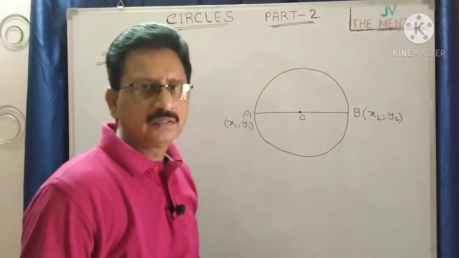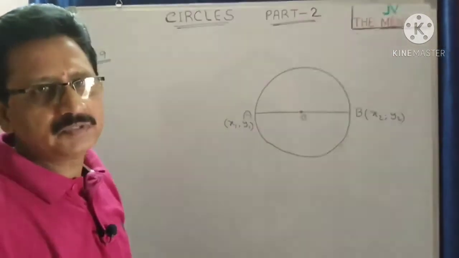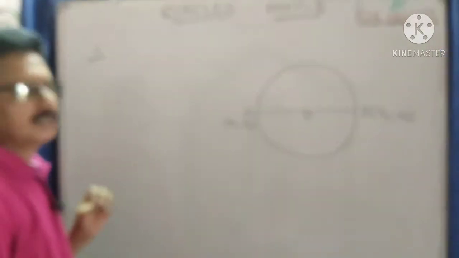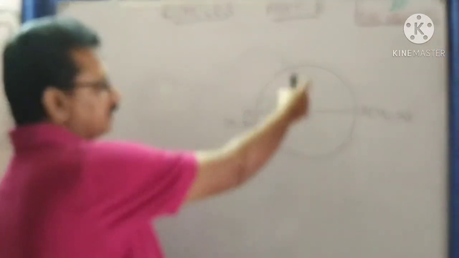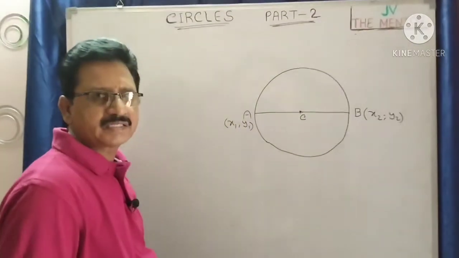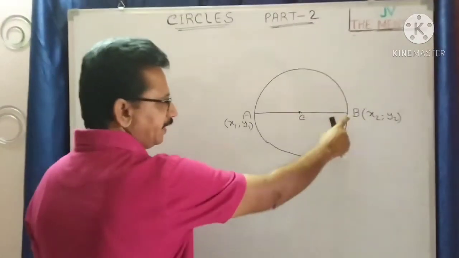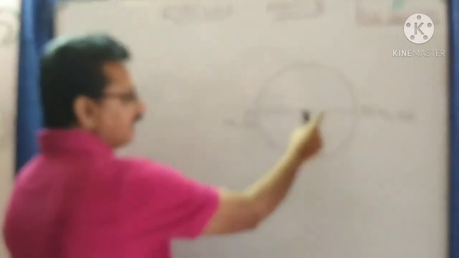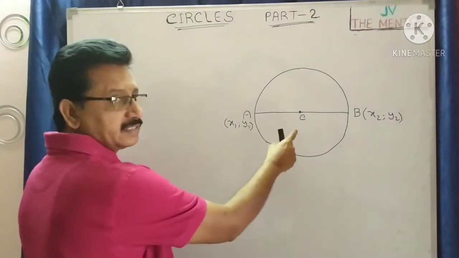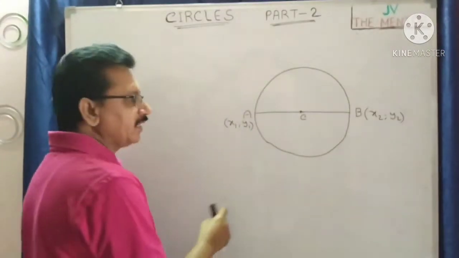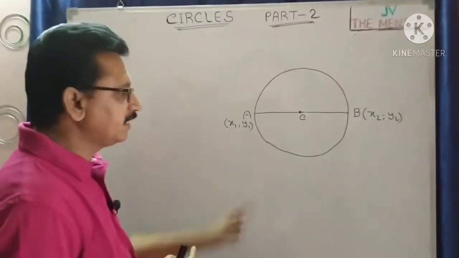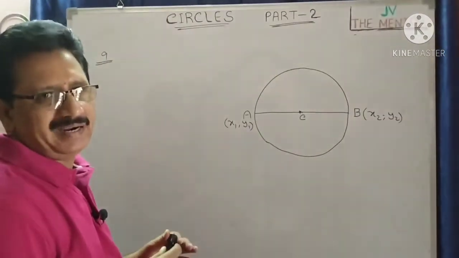Now we will go to the next concept in the topic circle. That is the ninth concept. This is a circle. A and B are the ends of a diameter. AB is a diameter. Here C is the center of the circle. But here C is the midpoint of A and B.